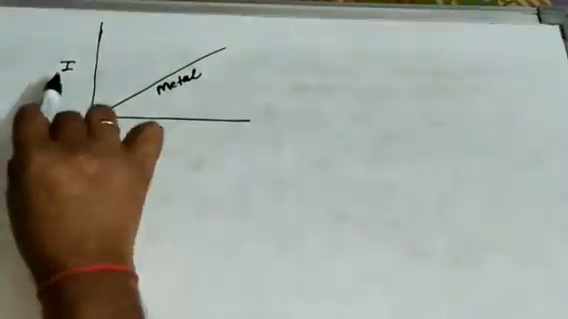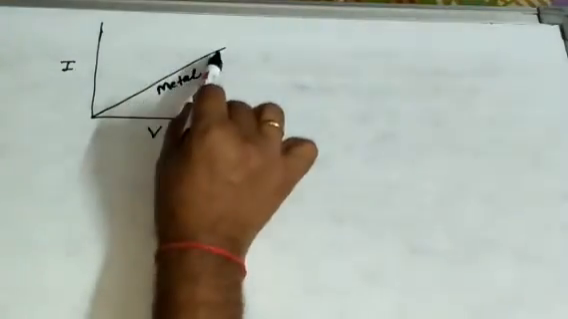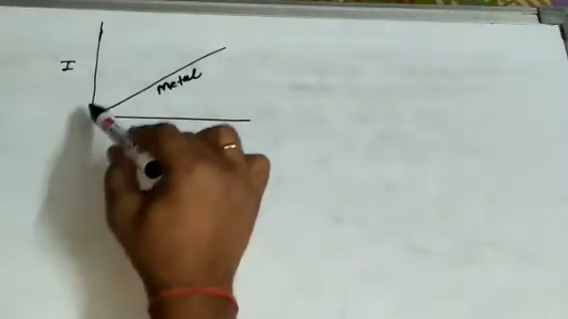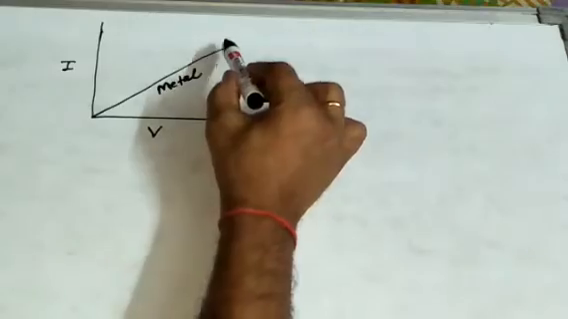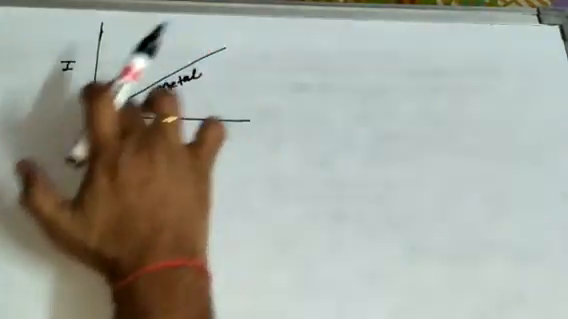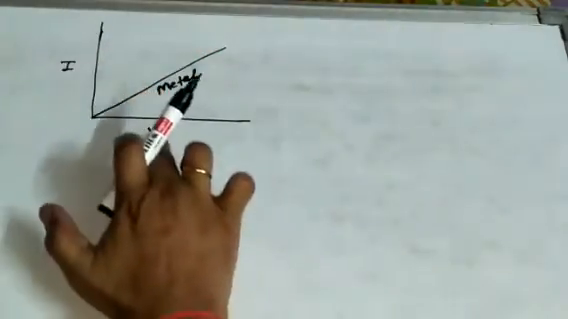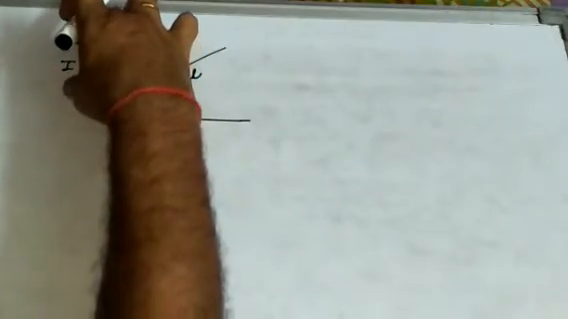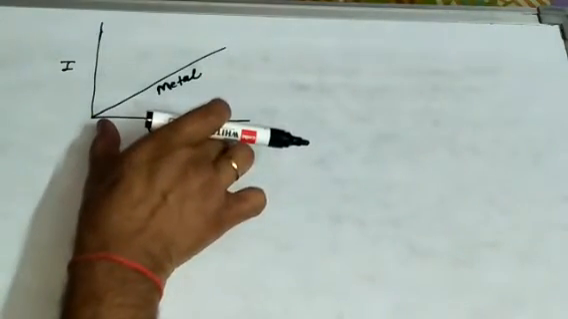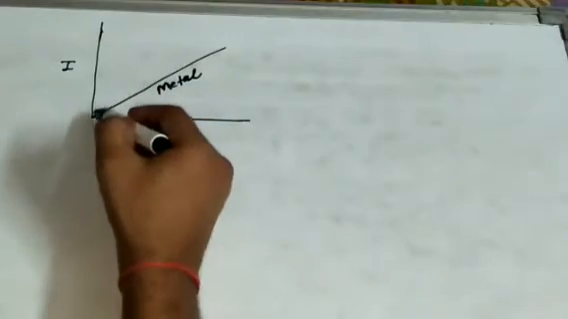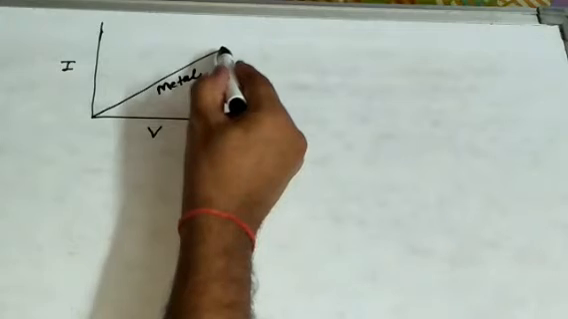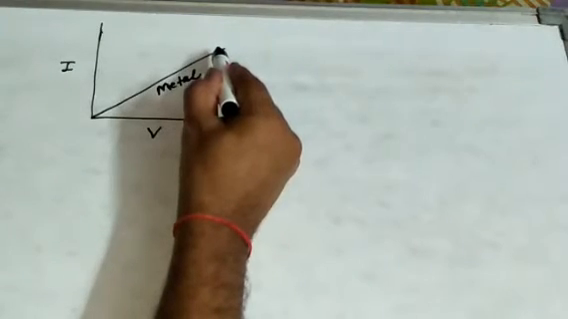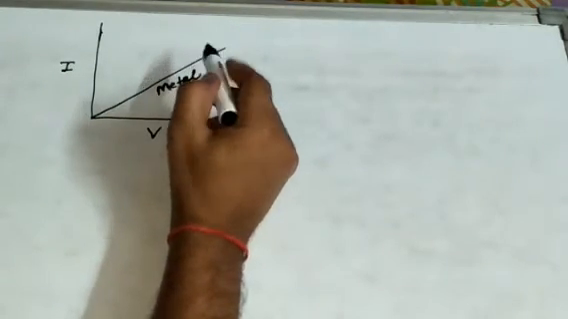Now, if we plot an I versus V graph for a metal, and suppose that metal obeys Ohm's law, then the I versus V graph for that metal is also a straight line. But in this case, when we calculate the slope, on the y-axis we will get I, and on the x-axis we will get V. So the slope of the I versus V graph will give the conductance of that metal. And you know conductance is the reciprocal of resistance.